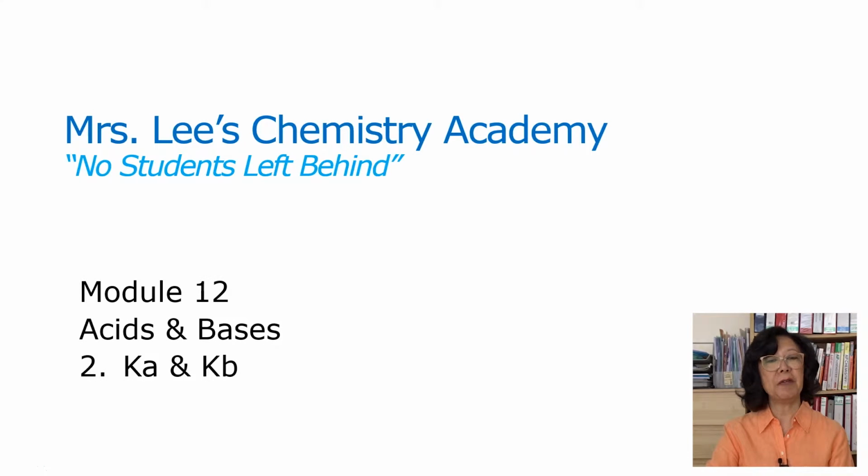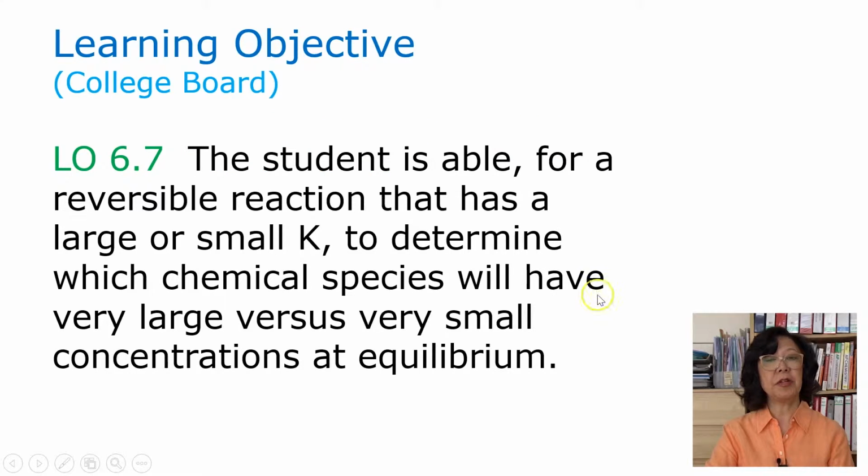Hi everyone, today we're going to continue with acids and bases on Ka and Kb. This is titled Learning Objective 6.7: students should be able to, for a reversible reaction with a large or small K, determine which chemical species will have large versus small concentrations at equilibrium.